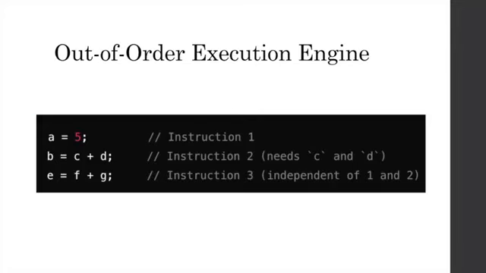The out of order execution engine is a design paradigm in modern CPUs for improving performance. The CPU tries to maximize its utilization by executing instructions in an order different from the program's original sequence. Instead of waiting for a preceding instruction to finish, the CPU can start executing following instructions that are independent of the pending one. In this example, if C and D aren't ready yet, the out of order execution engine will go ahead and see if it can execute this instruction in order to not be idle.